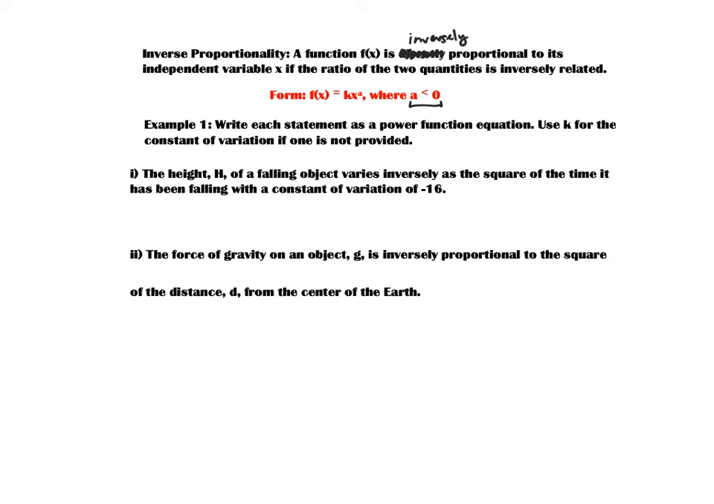So what we would say is that the height is equal to the constant of variation times t squared, t to the negative 2. Okay, so the height is equal to negative 16 if I were to rewrite over t squared. Let's look at number 2. The force of gravity on an object, G, is inversely proportional to the square of the distance from the center of the Earth. I'm not given a constant of variation, so G is equal to k over d squared.